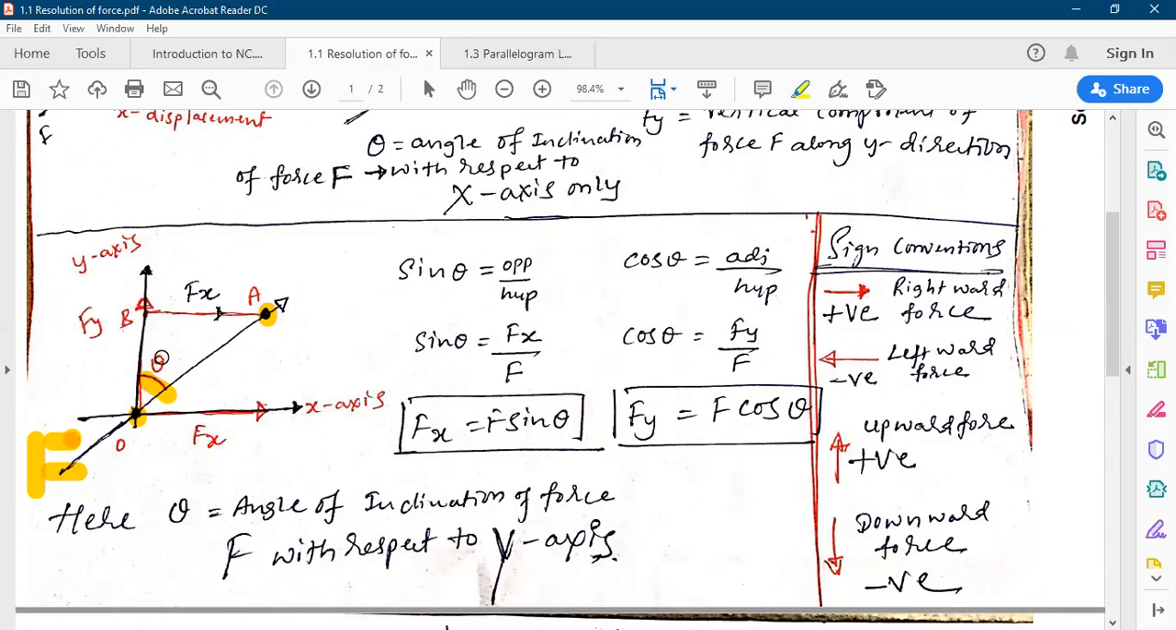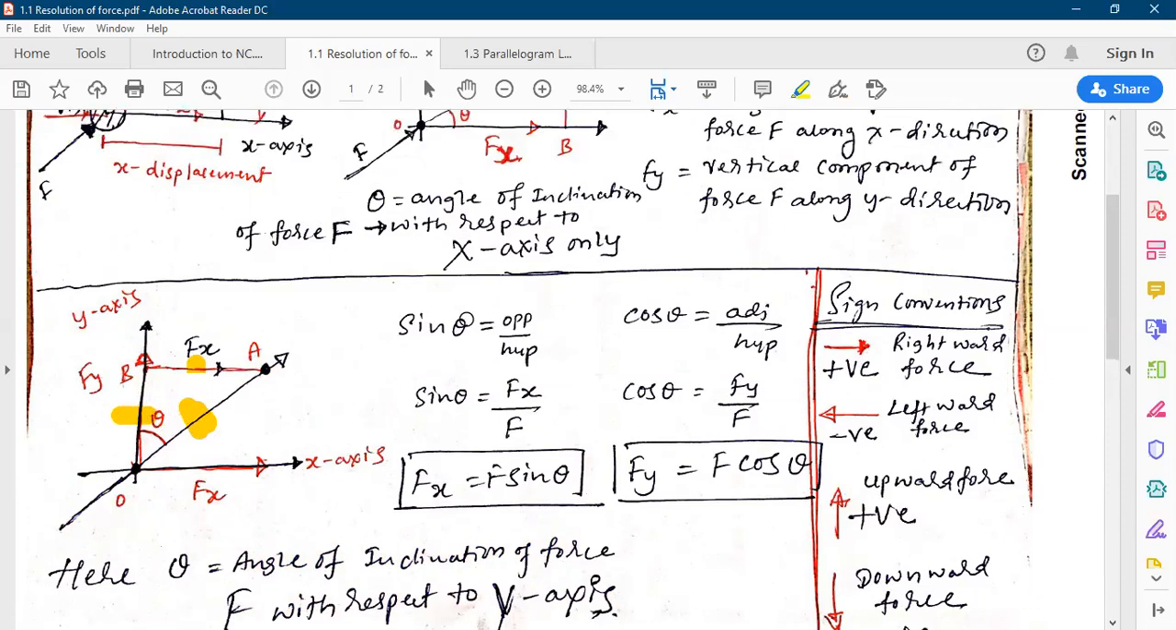As we know, resolution of force is nothing but a technique of finding the components of force along their mutually perpendicular directions. Right now, the force is acting at this point. Let us find out their components along x-axis and y-axis, which are mutually perpendicular to each other. And the angle of inclination theta is given with respect to y-axis. So similarly, we can write: here, this is the opposite side, this will be the hypotenuse side, and this will be the adjacent side, right?